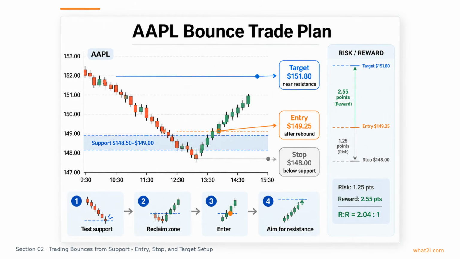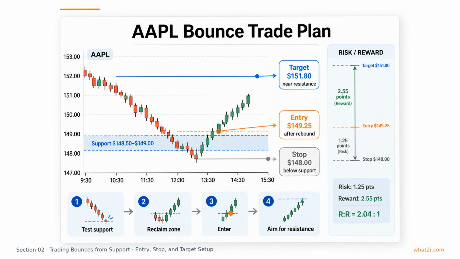Let's put the pieces together with this AAPL example. Suppose the support zone sits between 148.50 and 149.00 and price tests that area, then rebounds. An entry at 149.25 would mean you waited for the market to show strength rather than guessing at the exact bottom. A stop at 148.00 sits below the zone, giving the setup some breathing room. If resistance is near 151.80, that becomes a logical target for the trade. This is what a complete bounce plan looks like. Support identified, rebound confirmed, risk defined, and target chosen before entry.